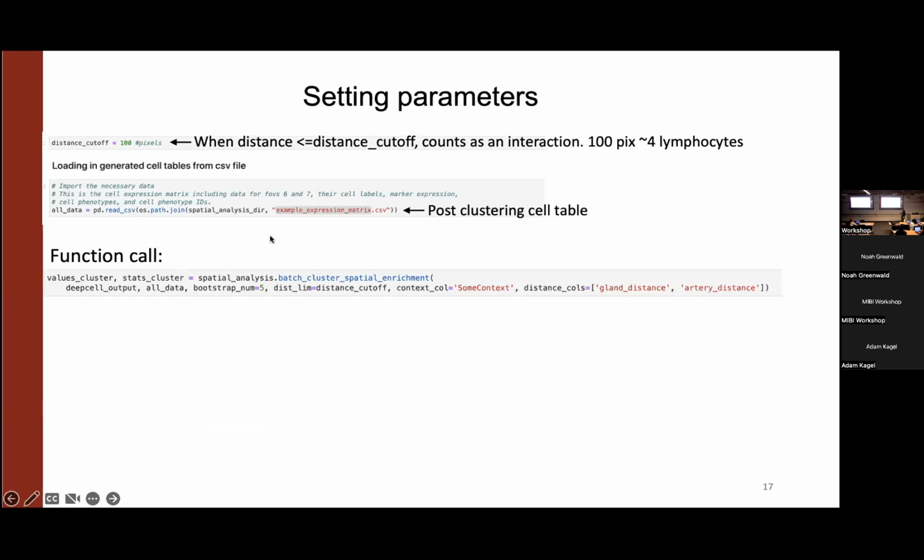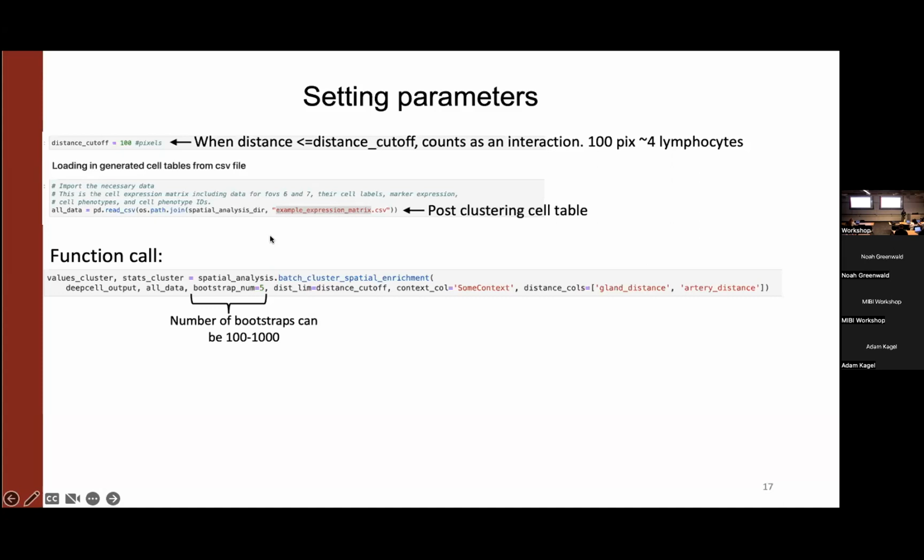So first of all, I was talking about close interactions. Close interaction is just a code name for the minimal distance you want to have between two cells to actually say that they are neighbors or closely interacting, and count it as one of the close interactions inside your image. And that minimal distance you can tune inside the notebook. We usually go for 100 pixels, and in our data set, this corresponds to about the distance of 4 lymphocytes. Once you've tuned that, again, paths where all the files are, you need to specify where is your post-clustering cell table that indicates the location of each and every one of your cells, their phenotype, and maybe some other features that you might want to use.